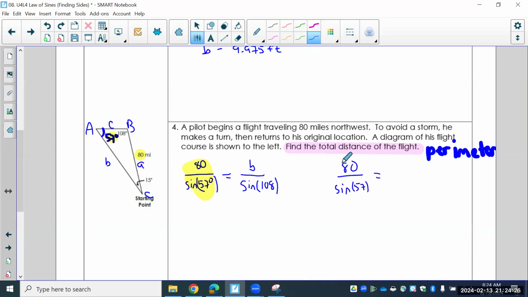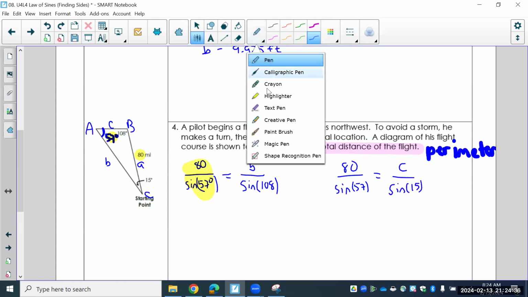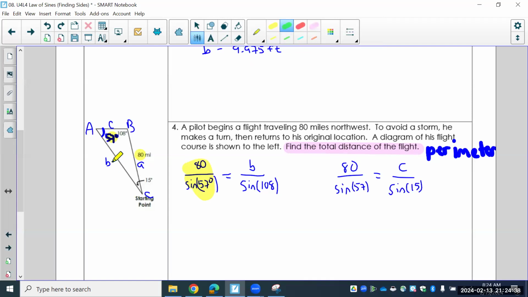And many times on assessments, that's what they're looking for, is the setup. So this would be C and divided by its proportion, its relationship to its angle. And just in case you need the highlighting, B was this one, so B and 108, and then C would be C and 15. And of course, they put it outside the triangle just to be annoying, honestly.